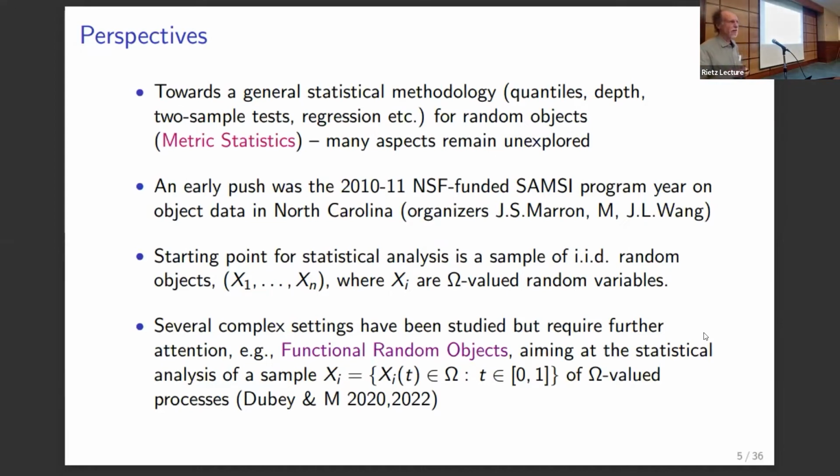So the starting point of this, and what constitutes statistical analysis, is a sample of random objects. So you have an IID sample, and that's our starting point. And then you can discuss particular settings. For example, you can discuss complex settings where you have an Omega-valued stochastic process observed repeatedly. So this is like functional data, but the observations are in a metric space rather than scalars or vectors, as is common in functional data analysis. If you have such Omega-valued processes and you want to do statistics with them, it's highly non-trivial and you have to think about what tools to develop.